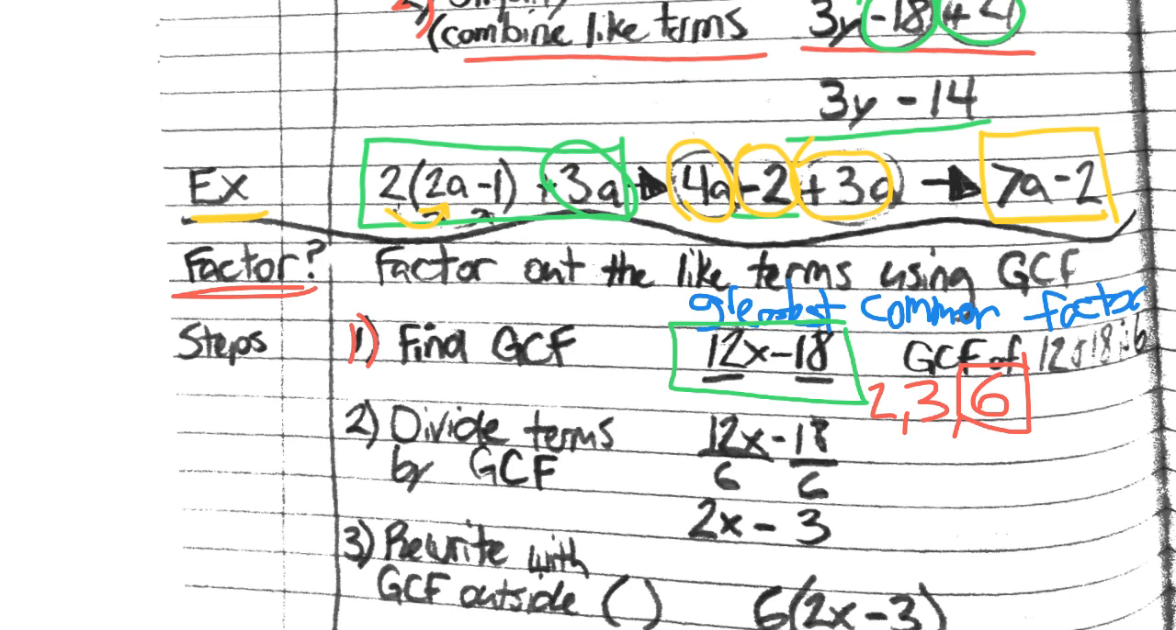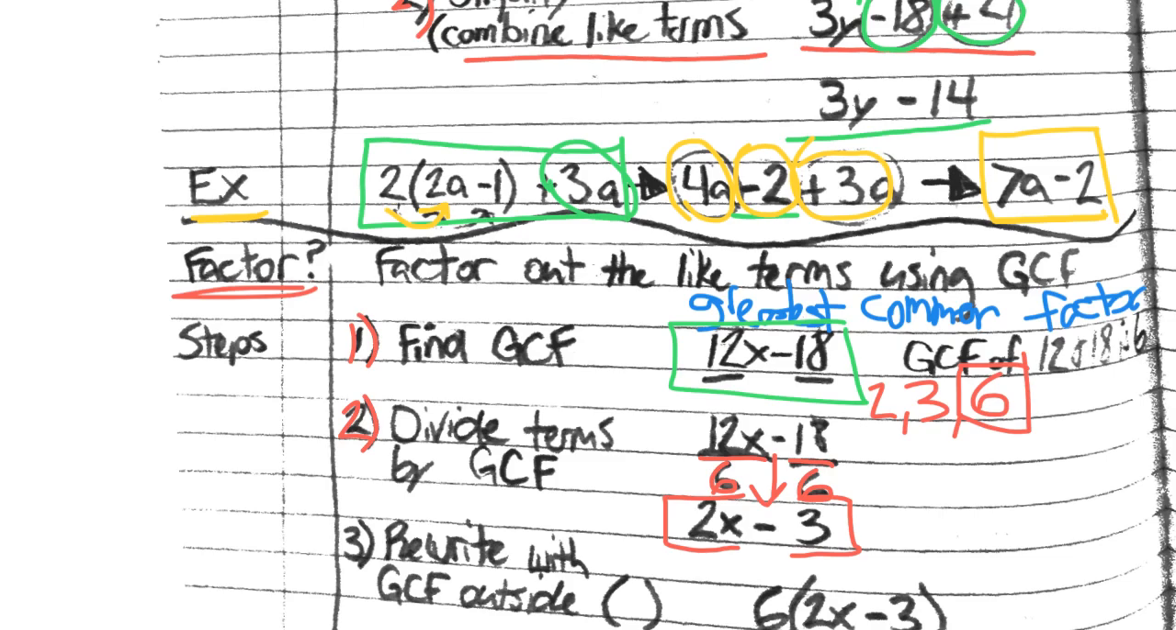So what I can do for my second step now, since I see the biggest number that goes into both of those, is divide that number out. So right down here, what they did is they rewrote it and said, okay, we're going to take 12x divided by that 6, and we're going to take 18 divided by that 6. Now when I rewrite it, 12x divided by 6 gets us 2x, and then minus, we just brought that down, 18 divided by 6 gets us 3. So they are factoring out that greatest common factor.